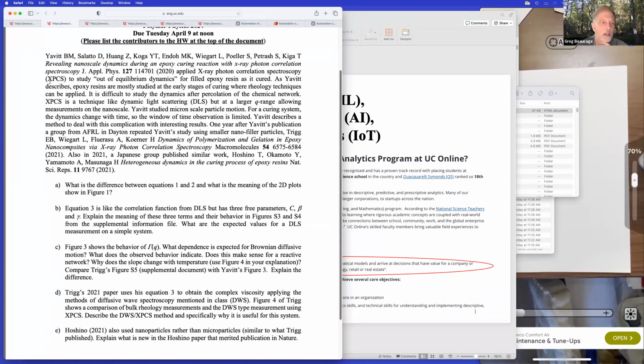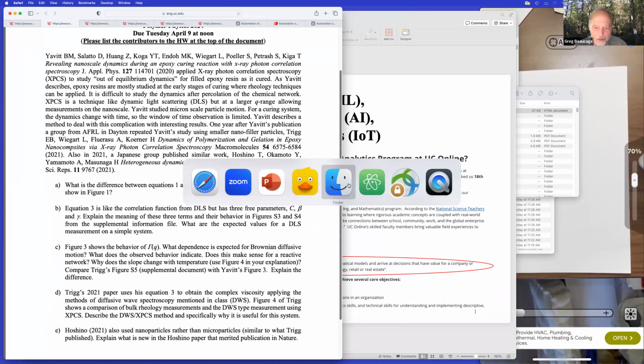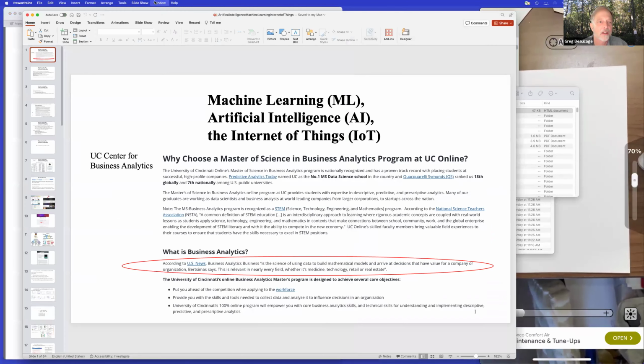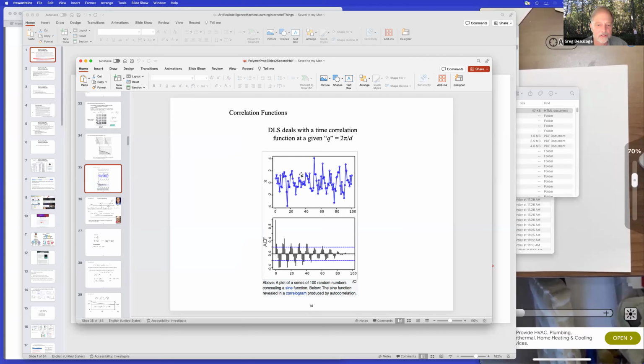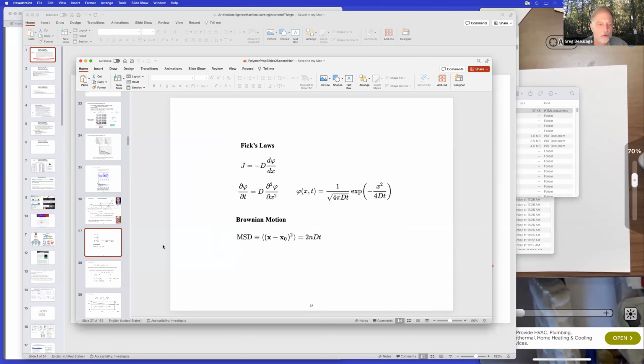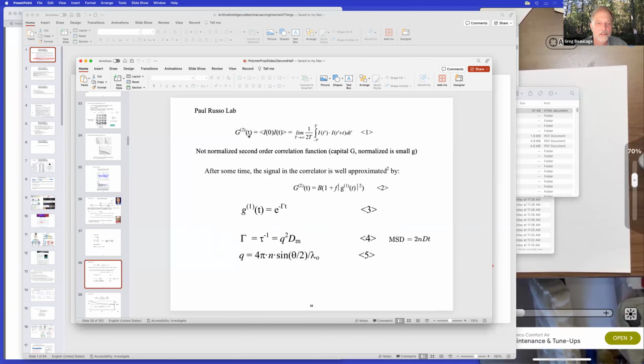XPCS, X-ray photon correlation spectroscopy, which is like the dynamic light scattering. The same kind of thing. So in the dynamic light scattering, you're getting the light signal as a function of time oscillating. You're going to do a correlation function of that, and then you're going to fit the correlation function. So this is the correlation function, and it's going to be reduced by the average intensity.